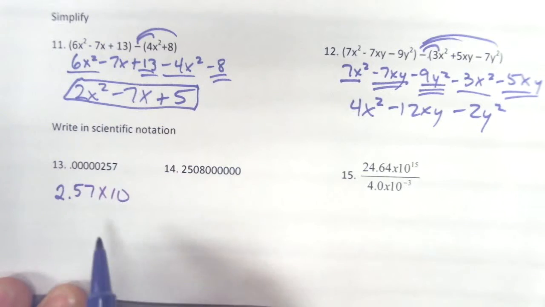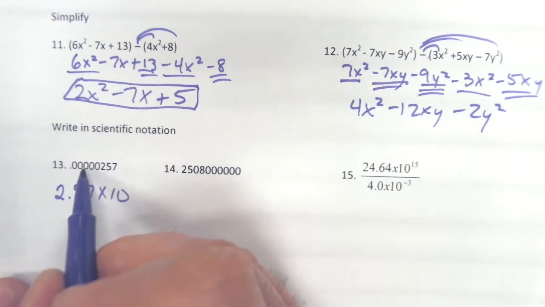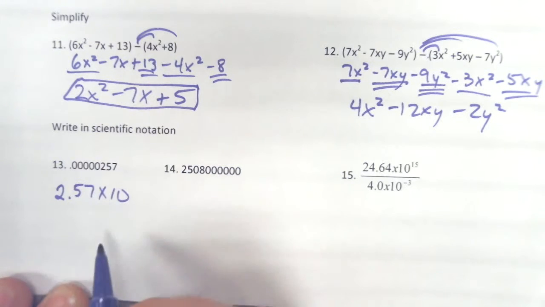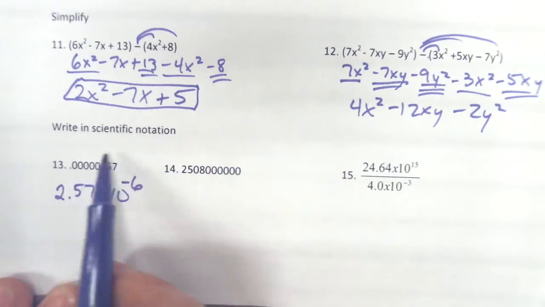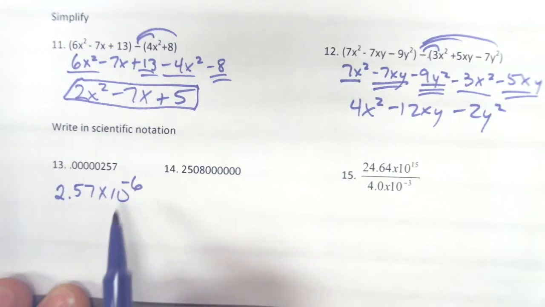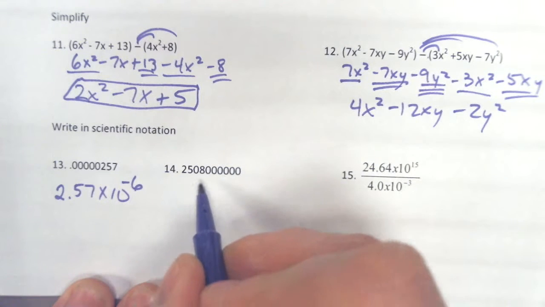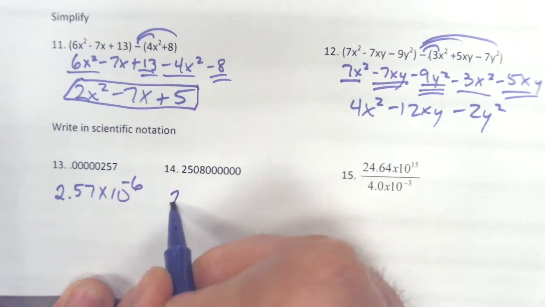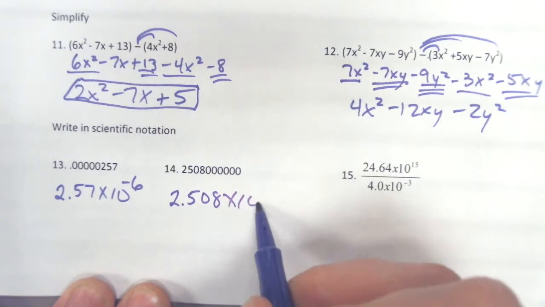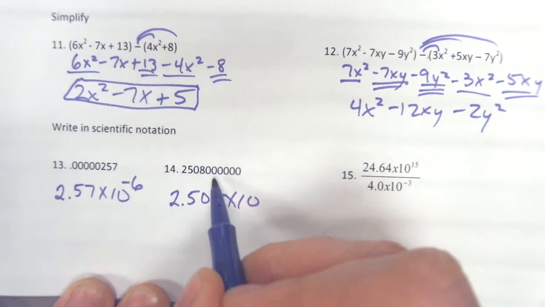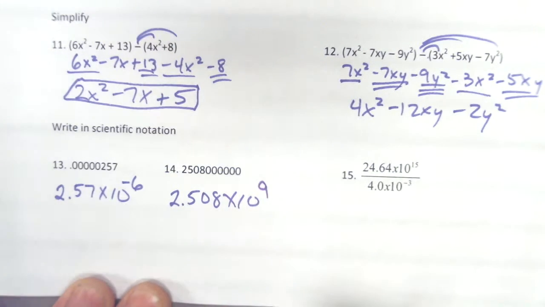2.57 times 10 to the, and I'm going to move my decimal point, count how many places it goes to get behind the 2, and it's 6 places. Since my number started out less than 1, my exponent is going to be negative. For number 14, I'm going to move my decimal till there's one digit in front of the decimal point. And then I'm going to count how many places it is to get there, and I get 9.